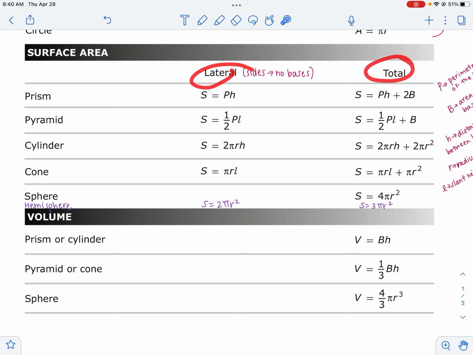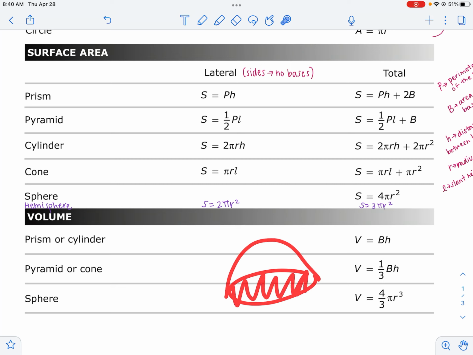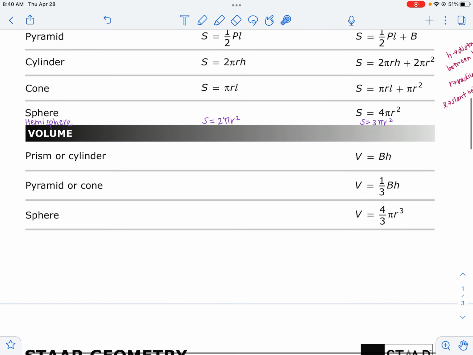So for a hemisphere, I have lateral and total because a hemisphere does have a base. Like if I draw a hemisphere, that's the base right there. So lateral would be 2 pi r squared, but then if I add in that circle for the base, total would be 3 pi r squared. So hemispheres, I got to be a little bit more careful. Now, volume of a hemisphere, we don't have lateral and total with volume. So volume of a hemisphere would just be half of the sphere. So instead of 4/3 pi r cubed, it would be 2/3 pi r cubed.